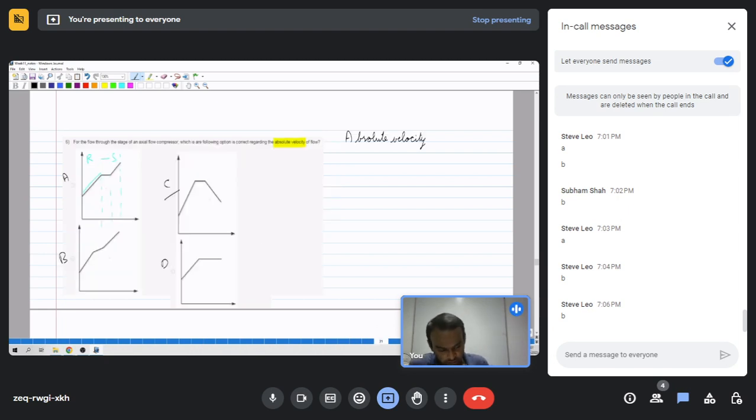So C is correct. The absolute velocity initially increases because of the rotor. Then there is a gap between the rotor and stator. During the rotor it increases and in the gap it remains constant, and then in the stator the velocity head is converted back to pressure head, so it decreases. So this represents the absolute velocity.